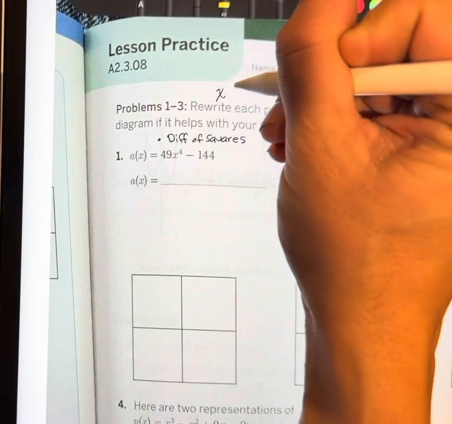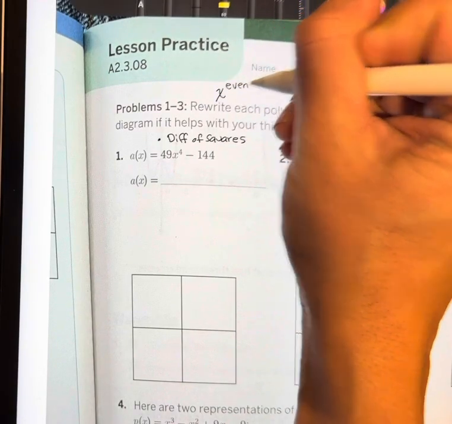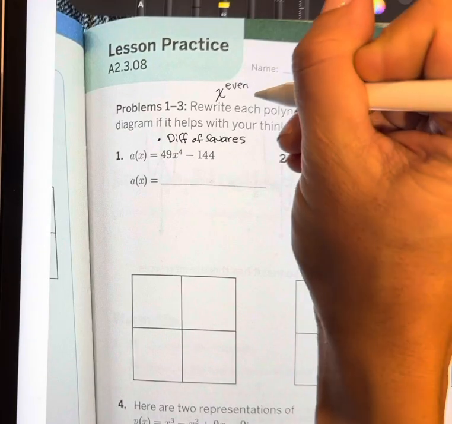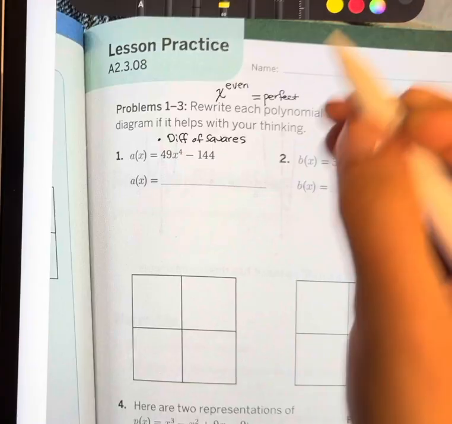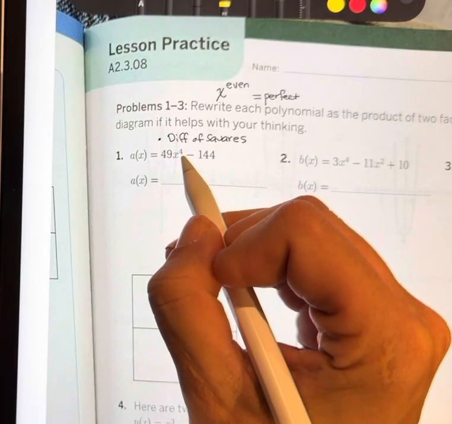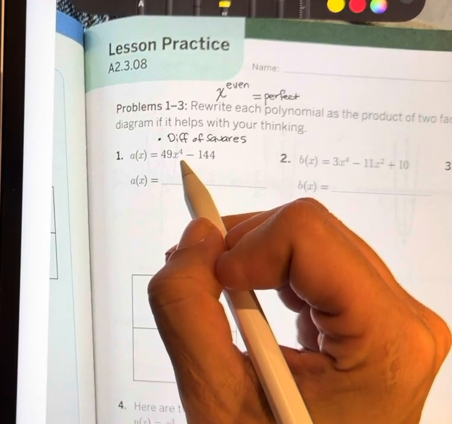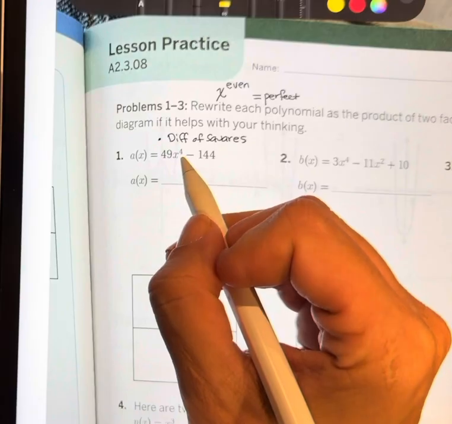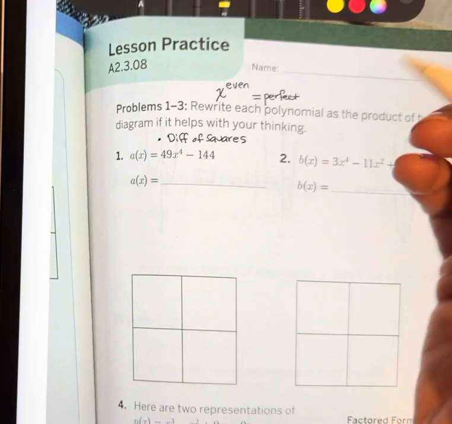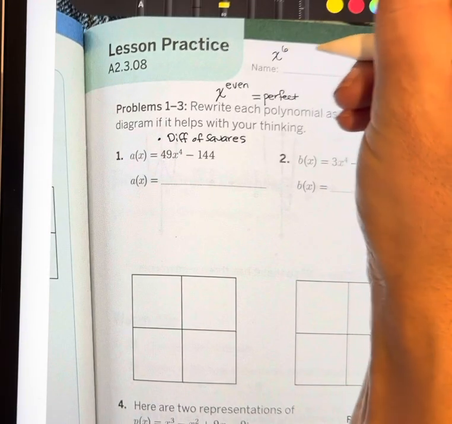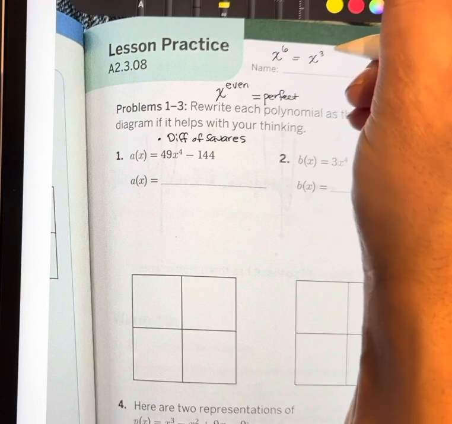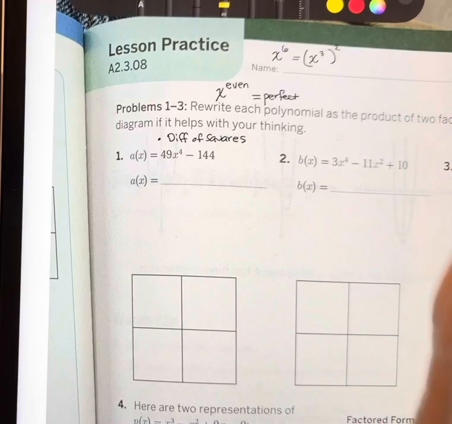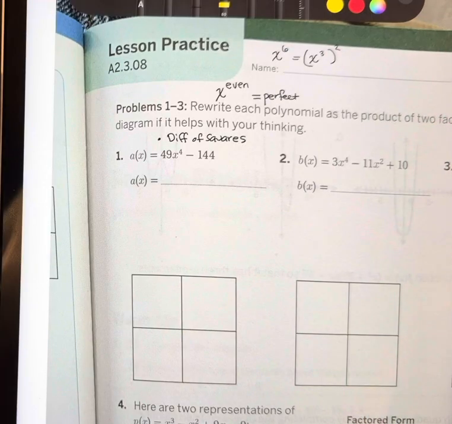Here's the big thing to remember. X to any even power is a perfect square. A lot of times we think that x to the fourth is a perfect square because 4 is a perfect square. No, it's a perfect square because 4 is even. So like x to the sixth is a perfect square because it can be written as x to the third squared. Okay, it's a square.